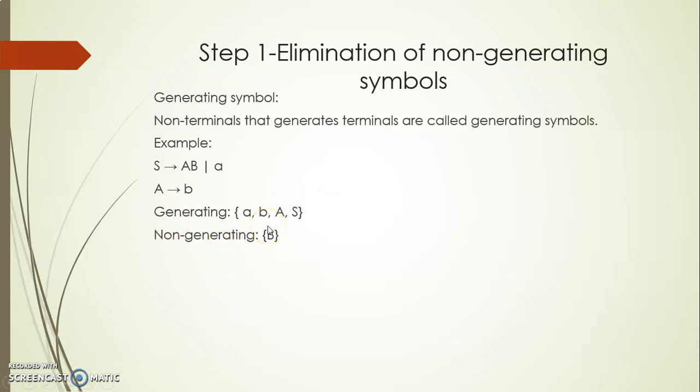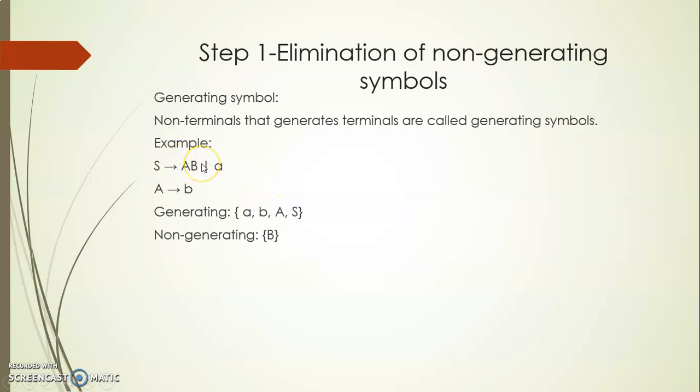Next, we have to include the non-terminal symbols that have only terminal symbols as one of their options. There can be more than one option. If that particular non-terminal includes only terminal symbols as one of its options, then you can include that corresponding non-terminal also as a generating symbol. For example, in A there is only one option and that option is made up of a terminal. So I am including A also as a generating symbol.